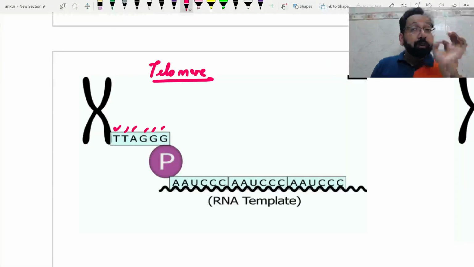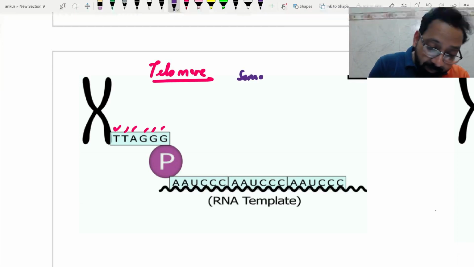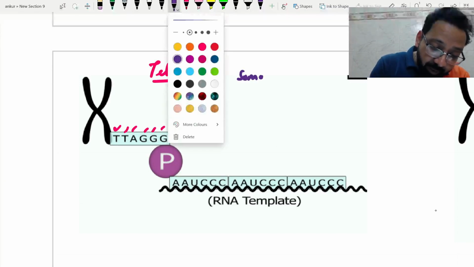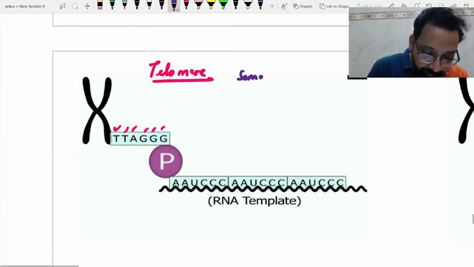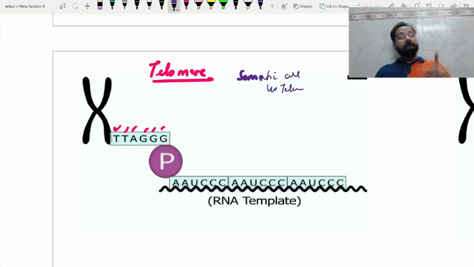Yes, so after each replication, telomere is lost. In somatic cells, if I take an example, a somatic cell has 40 telomeres, and after each replication, one telomere is lost. So after 40 divisions, all 40 telomeres will be lost, and if the cell divides further, then the DNA will be lost.